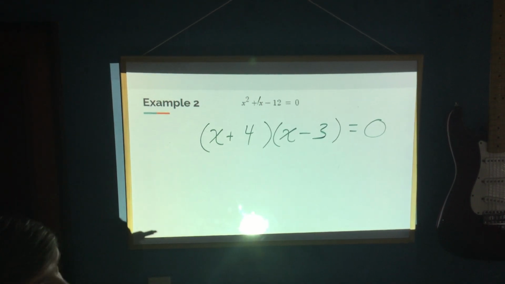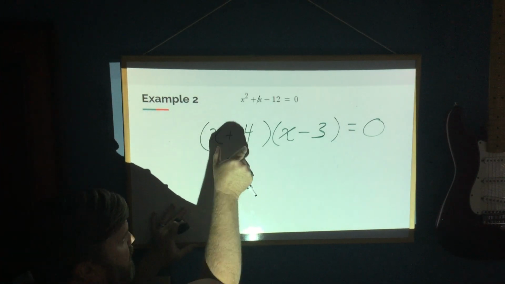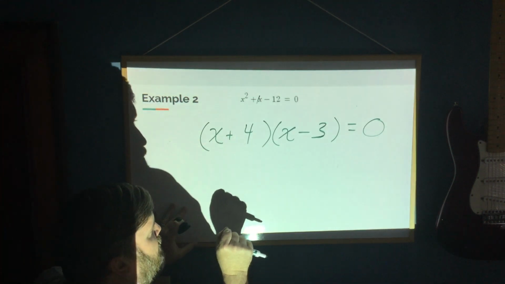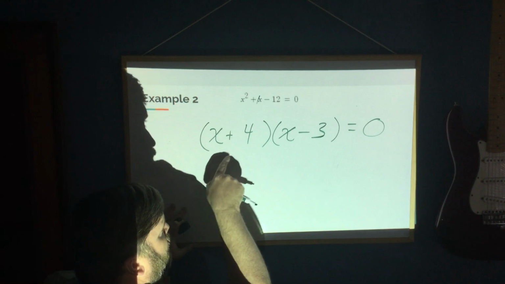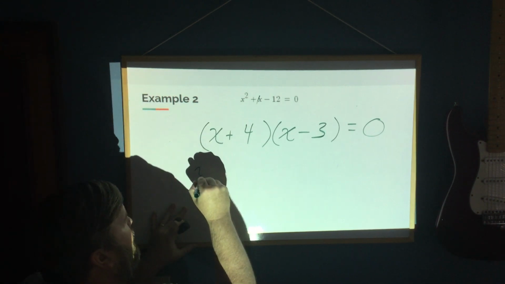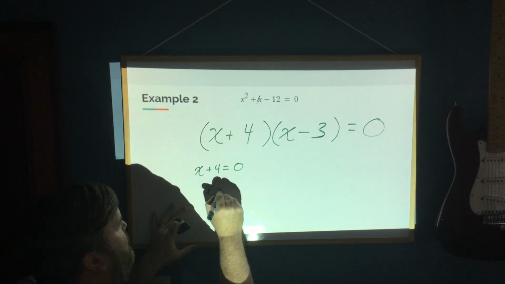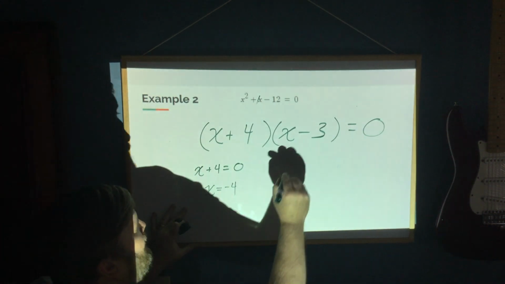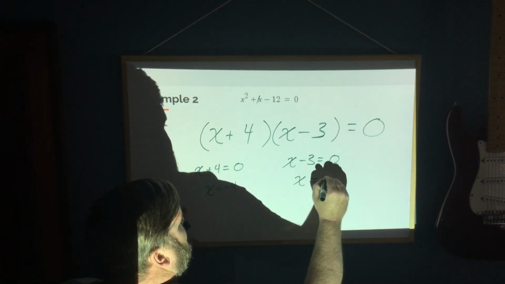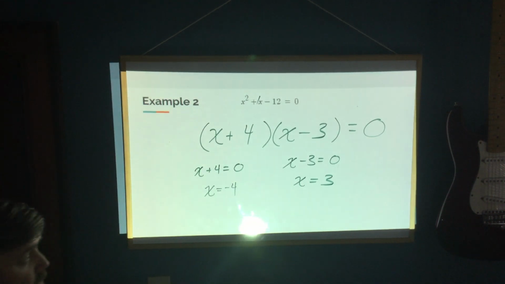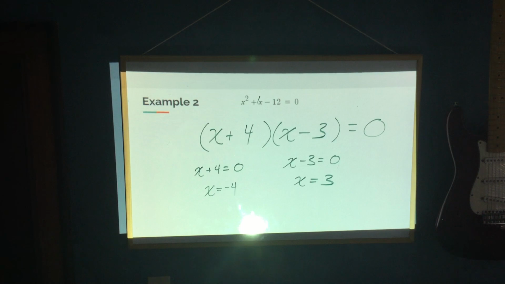Again, we're going to use that zero product property and say, well, we need to find the number that makes this 0, and we need to find the number that makes this 0, because one of them or both of them have to be 0. Well, if that's 0, I can set that whole quantity equal to 0 and solve, and I get x is negative 4. I can set this quantity equal to 0 and solve, and I get x is 3. So there are your solutions. One is negative 4, and one is 3.